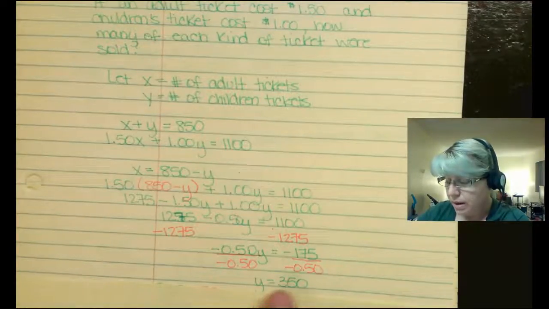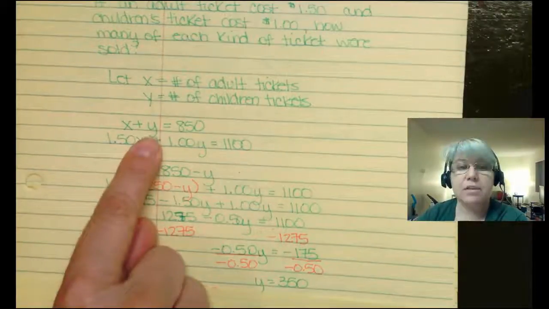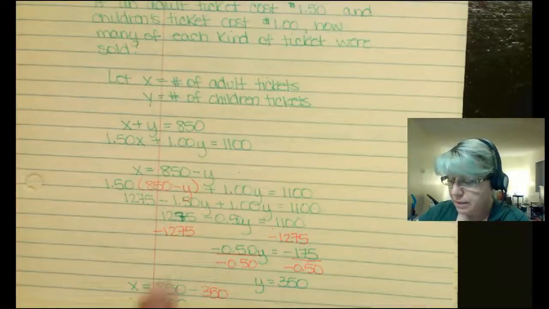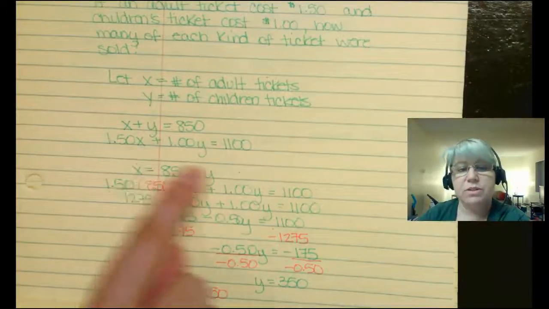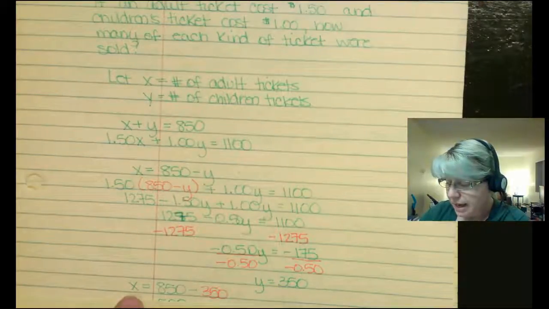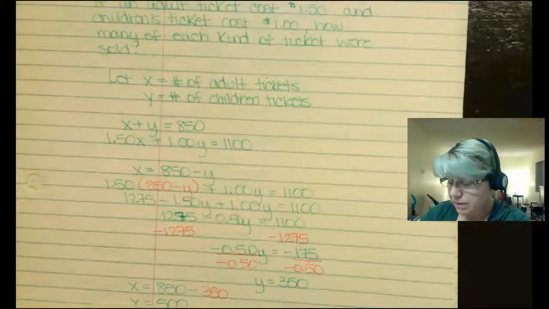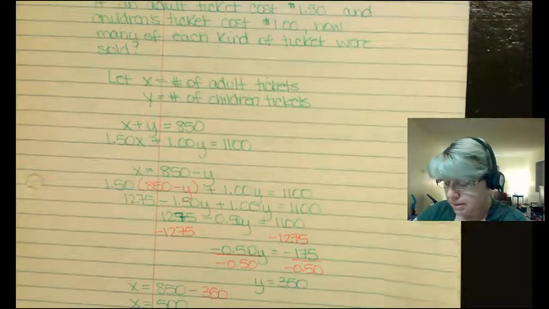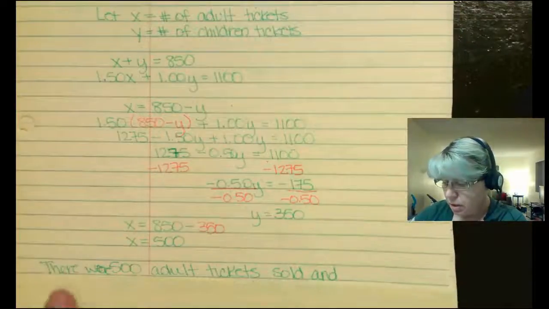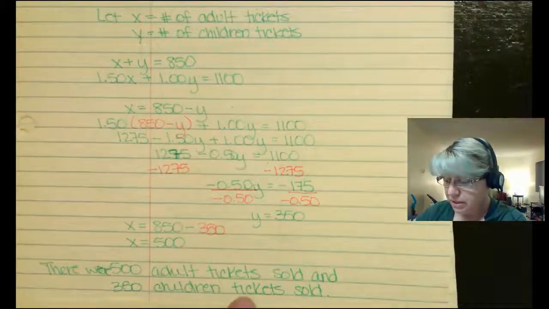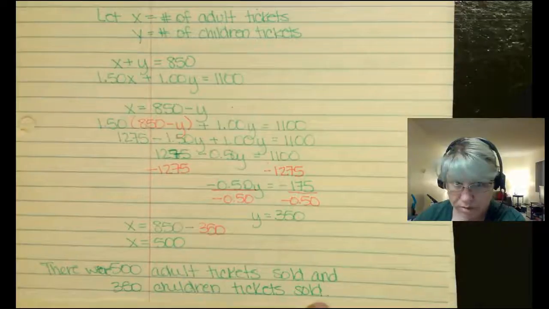Okay. If y equals 350, I can plug it back into my original equation and solve for x. Well, I just went ahead and used x equals 850 minus y. So if x equals 850 minus 350, x equals 500. But what does that mean? That means there were 500 adult tickets sold and 350 children's tickets sold.